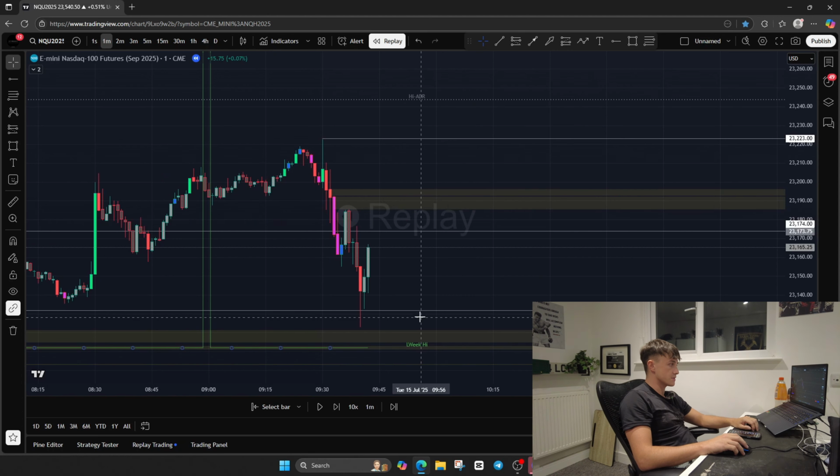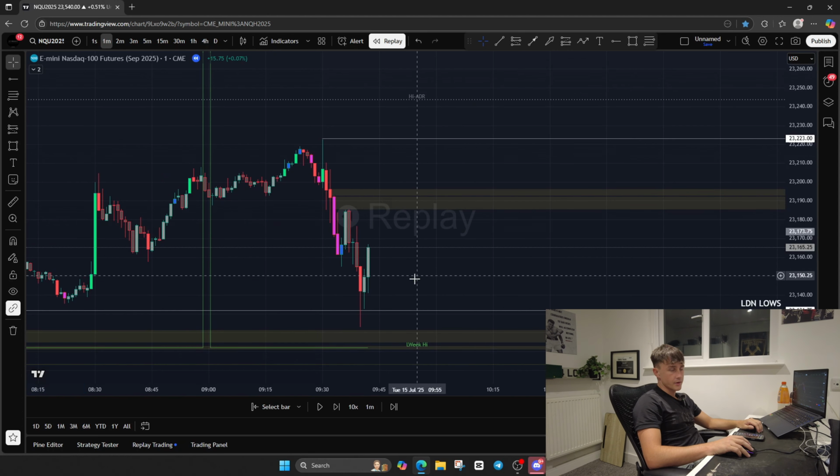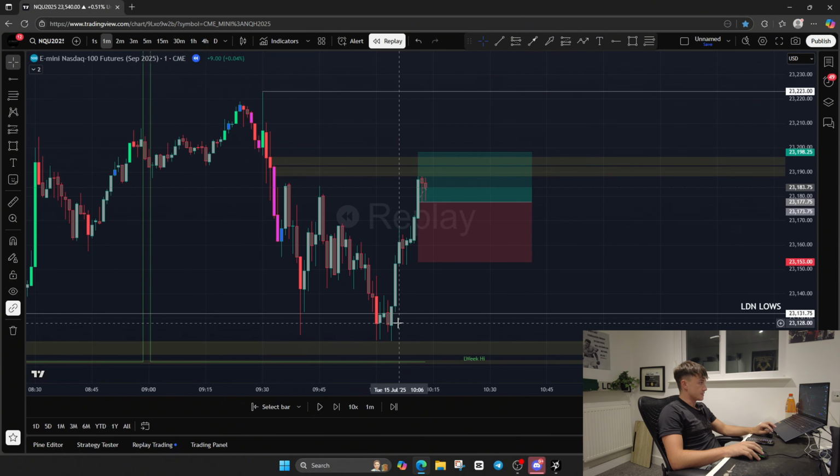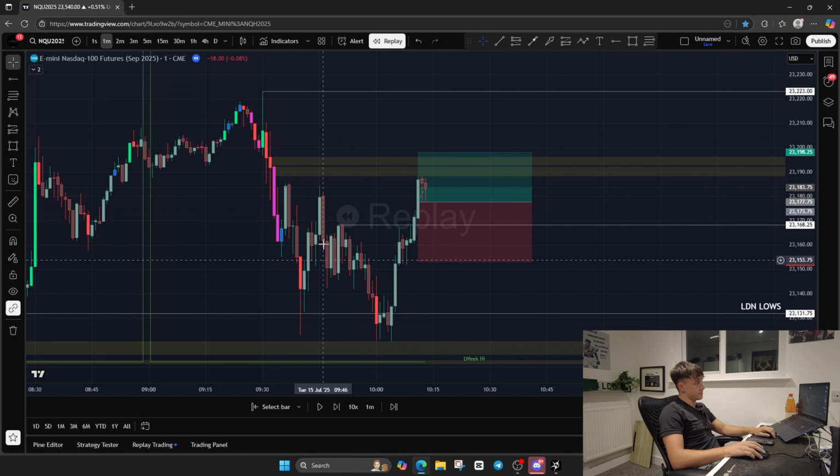So I'll mark this out so it's clear for you guys. So we've taken out London lows. Now we're going to be looking for a trading opportunity to take price higher. So now that we've seen the unicorn model setup playing out once again, we can see here that we've taken out this short-term high right here, which is the middle of the W. I know this is technically the middle and we have technically taken out, but because price has dropped very slowly and it's not been very fast, we can happily say that this is the middle of the W formation.